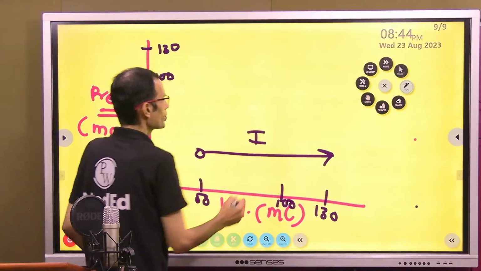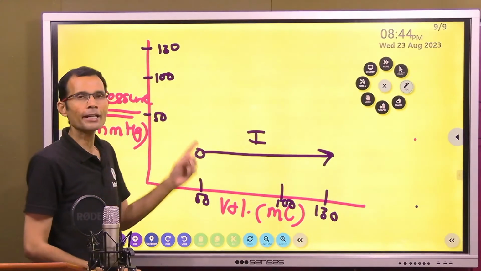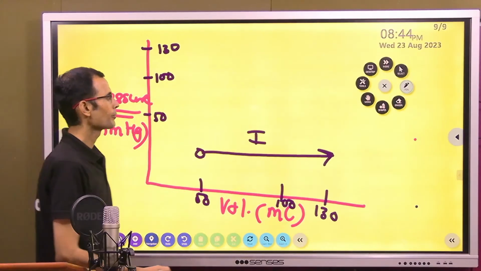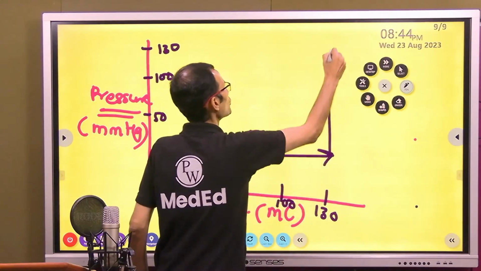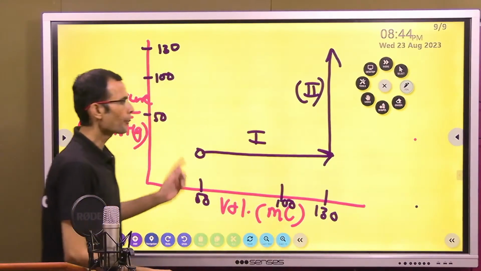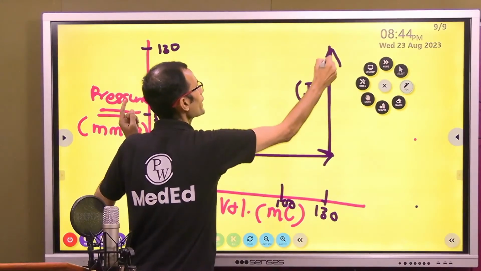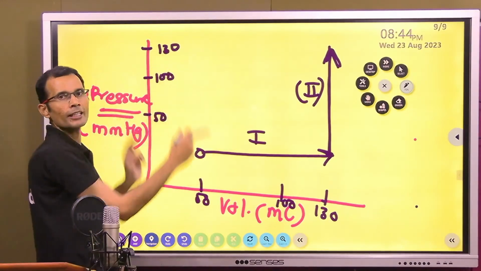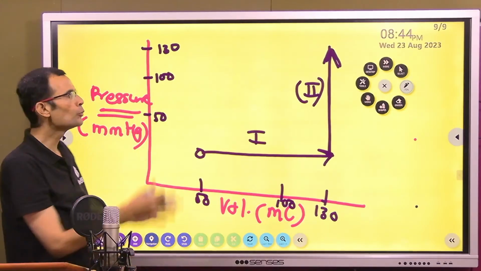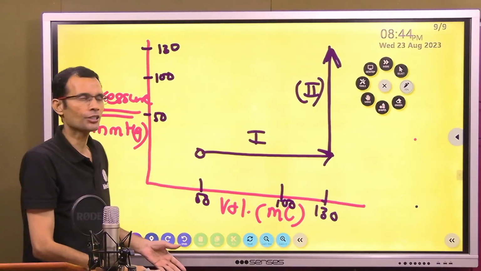Phase 1, see, the arrow is going from 50 to 130 ml. So this is the period of filling. Okay. Phase 2, see what is happening. For the same volume, now the arrow is vertically going up, means pressure is going up. So same volume and pressure is rising, means isovolumic contraction.